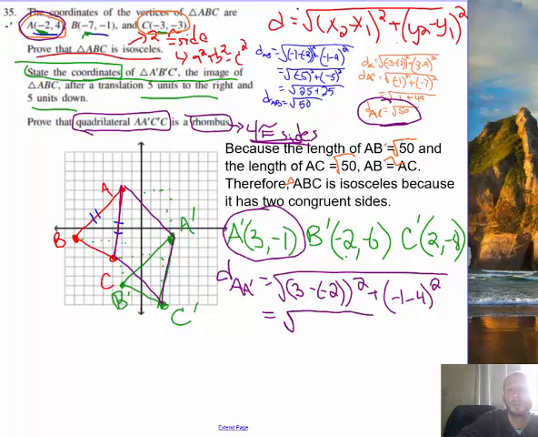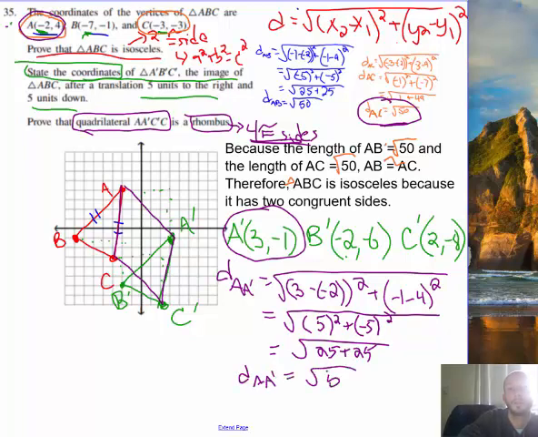So 3 minus negative 2 is 5 squared. Plus negative 1 minus 4 is negative 5 squared. Feeling pretty good because I'm getting the square root of 25 plus 25. And I got that the distance from A to A prime is equal to the square root of 50.